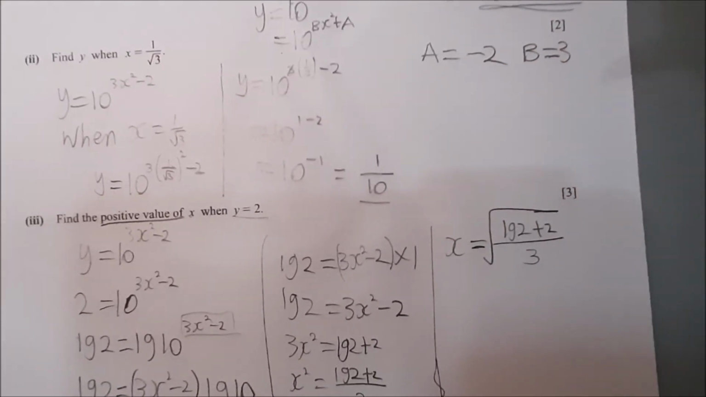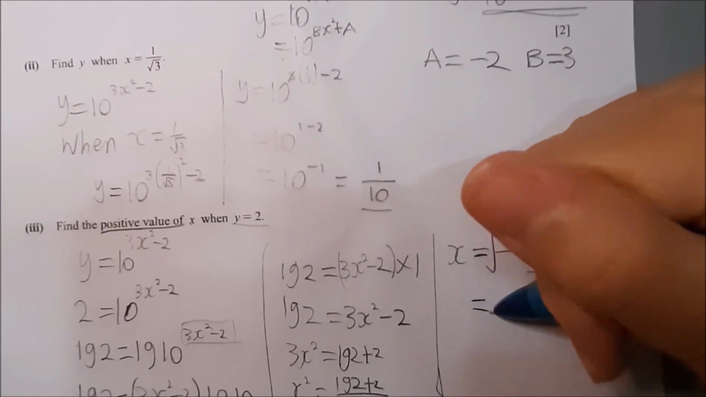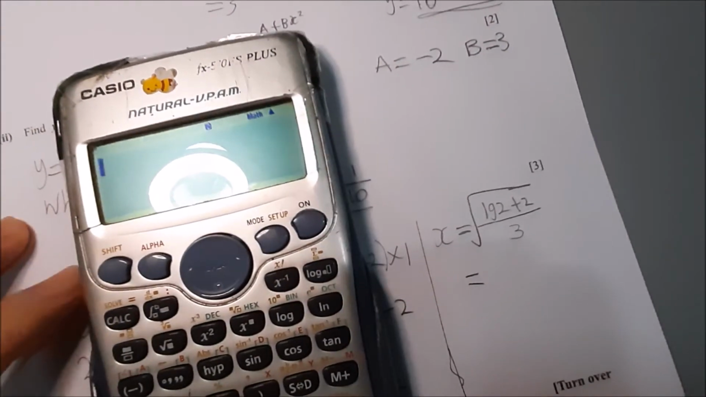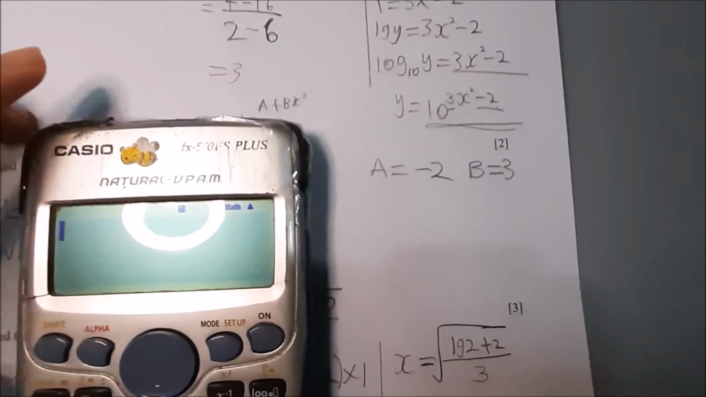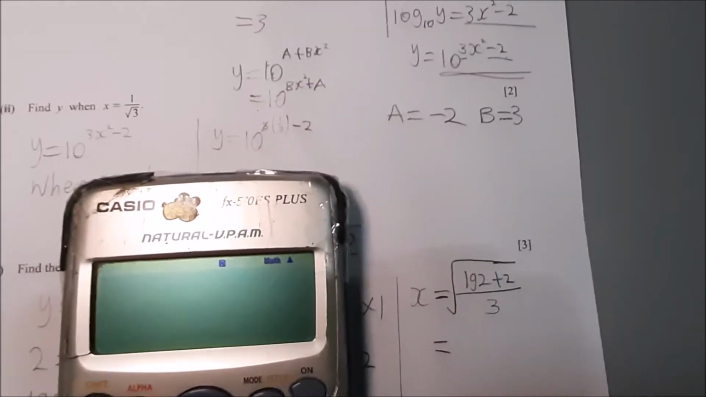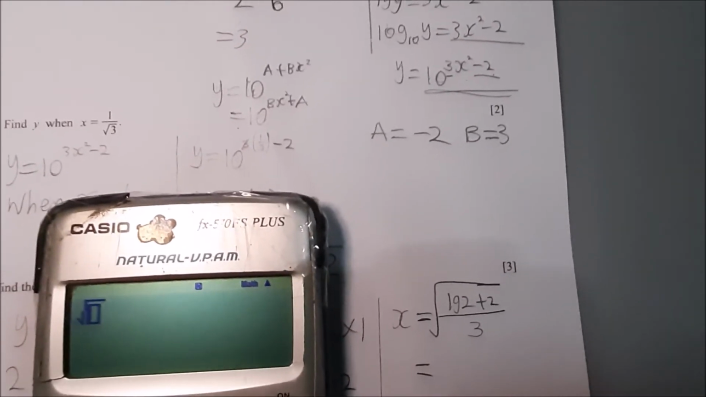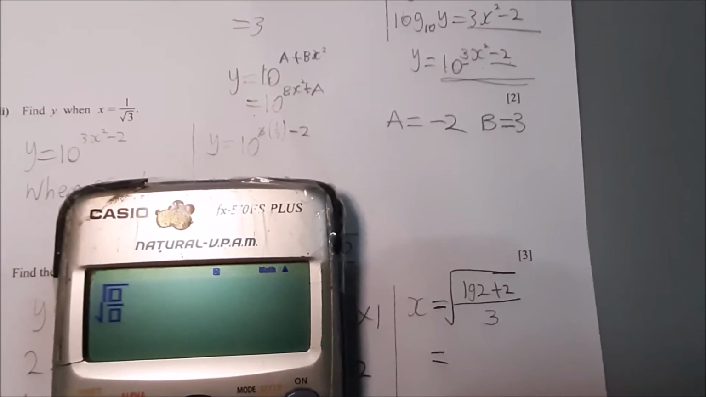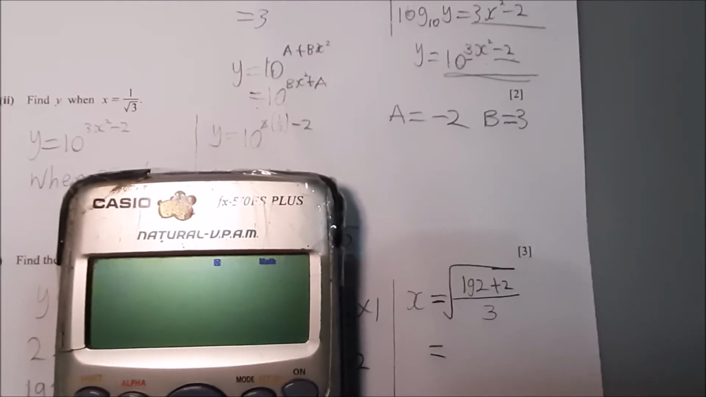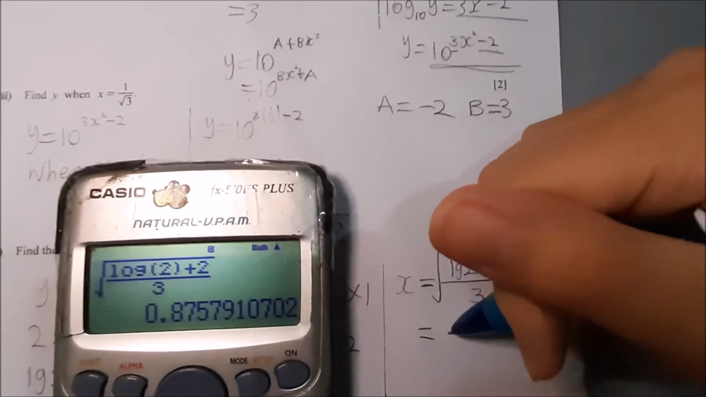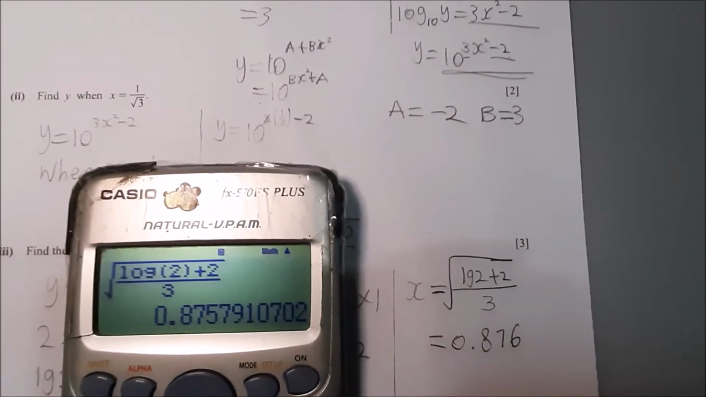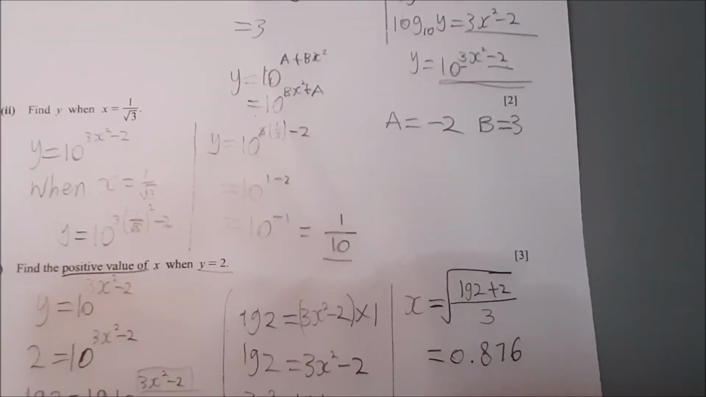So you can leave your answer as this, or you can simplify it so that it becomes 3 significant figures, since the question did not ask for an exact value of x. So now your x equals to square root of log 2 plus 2 divided by 3, which is 0.876, around there. So this is your answer.